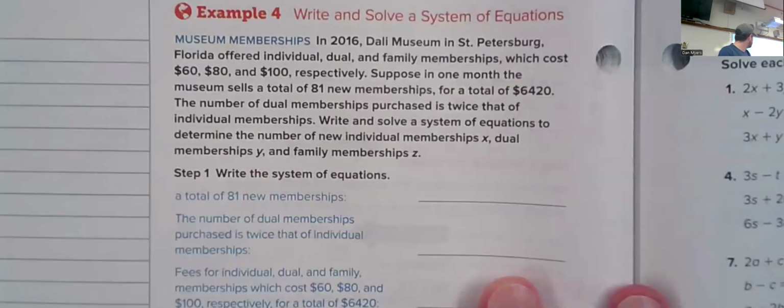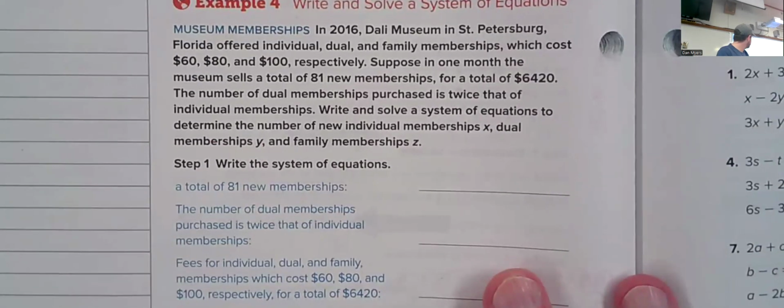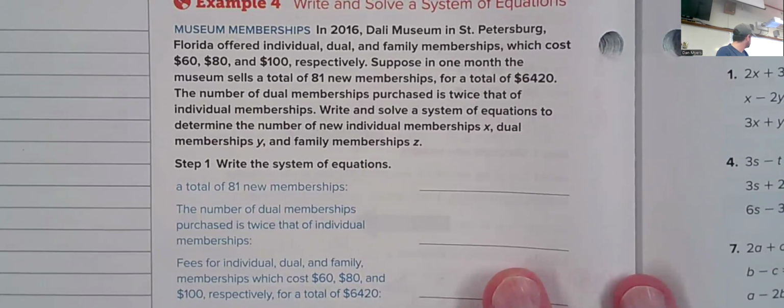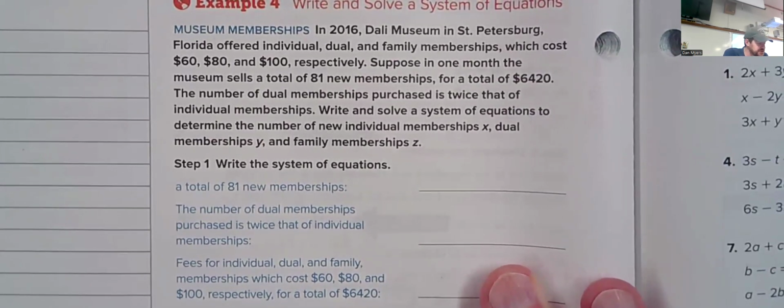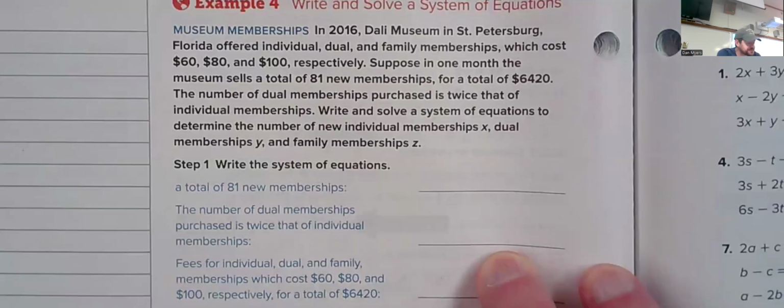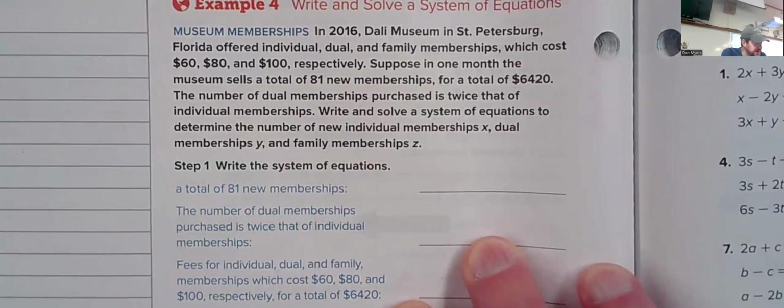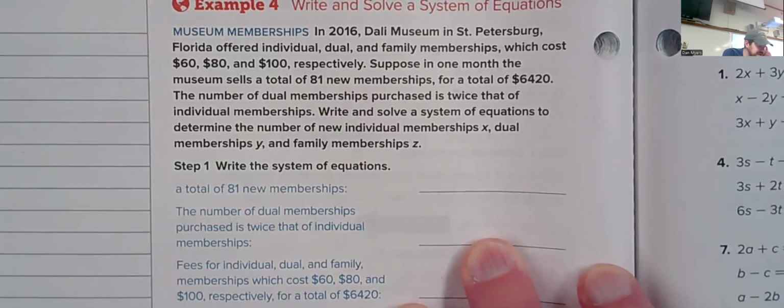In 2016, Dali Museum in St. Petersburg, Florida, offered individual, dual, and family memberships, which cost $60, $80, and $100 respectively. Suppose in 1 month, the museum sells a total of 81 new memberships for a total of $6,420. The number of dual memberships purchased is twice that of the individual memberships. Write and solve a system of equations to determine the number of new individual memberships X, dual memberships Y, and family memberships Z. So it's defining our variables for us, which is kind of nice.